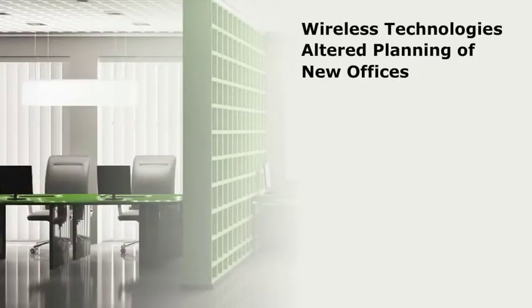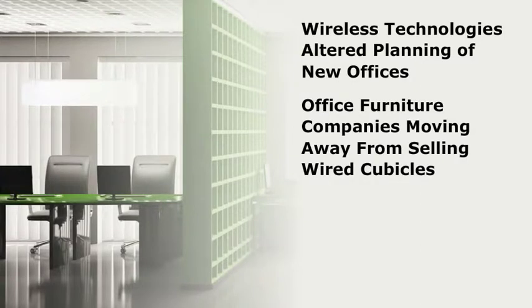Wireless technologies have combined with changes in where and how people work to radically alter the planning of new offices. At the time of this course production, large office furniture companies are moving away from selling wired cubicles and are trying to refocus their product lines on furnishings that are more flexible in terms of use.